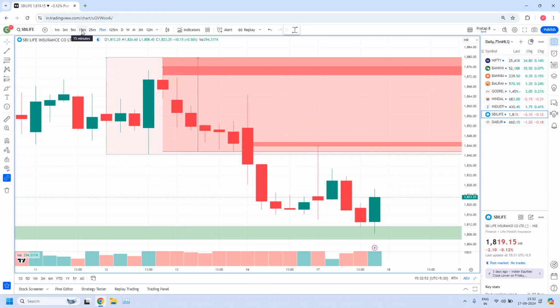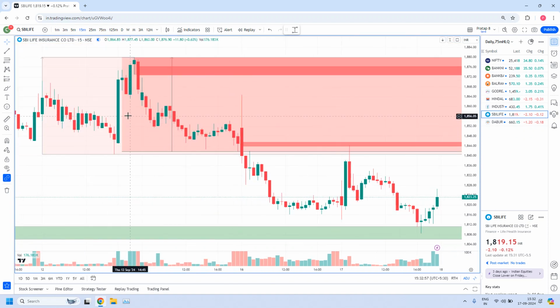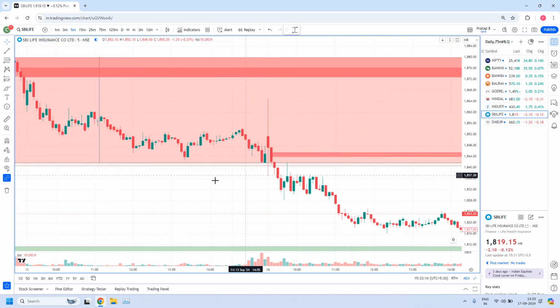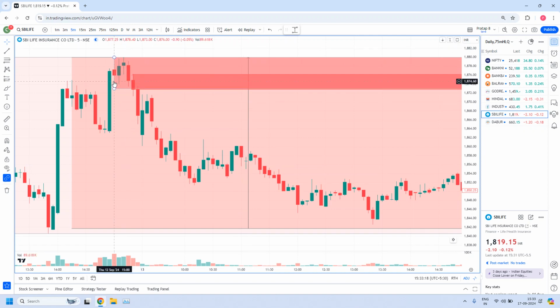Again, within the 75 minutes, fine-tuned with 15 minutes time frame. So here you have a rally base drop. You have a rally base drop. And within this 15 minute zone, again fine-tuned with the 5 minutes time frame. We have a rally, 1, 2, 3, 4 base candles, we have a drop, base, drop. This is the fine-tuned 5 minute zone.